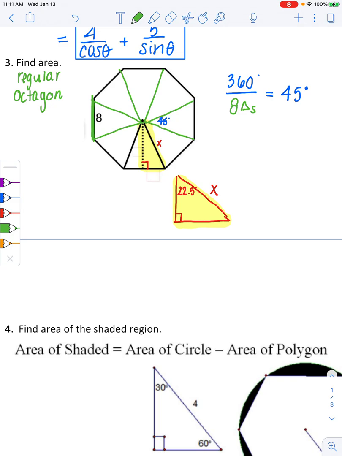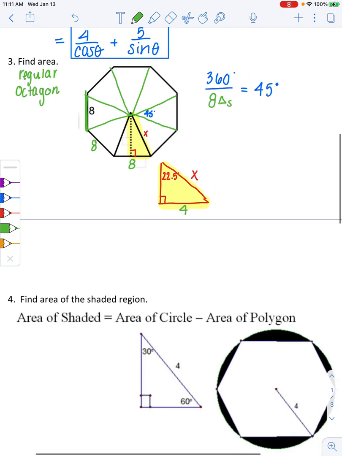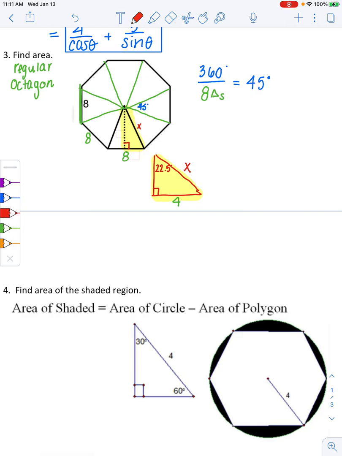Okay, regular means equilateral, equiangular. So if this length is 8, this whole thing is 8, which makes this 4 because it's half of 8. I know this is a lot of extra, but this is helping us to find the area of the triangle, and then I can keep multiplying.